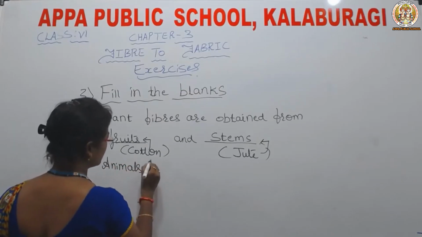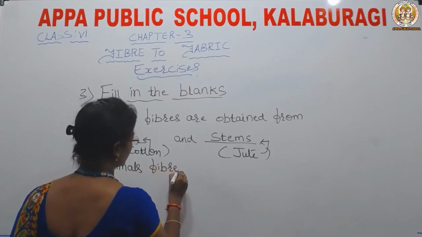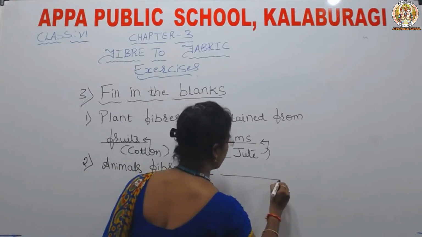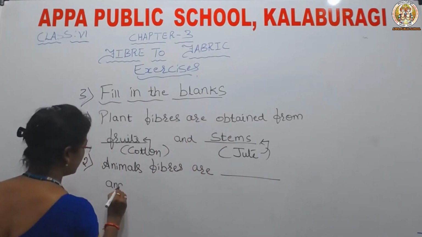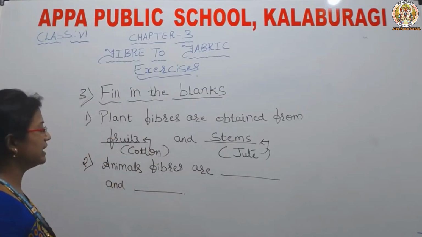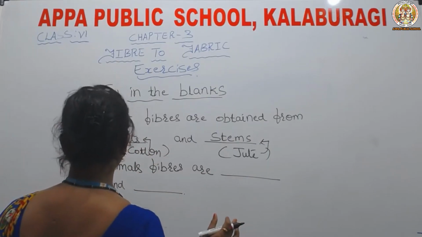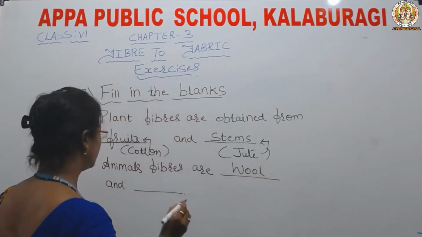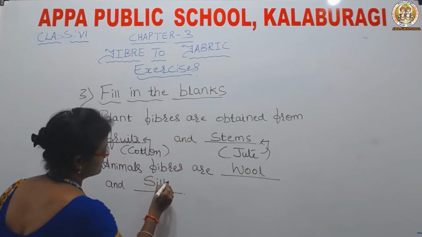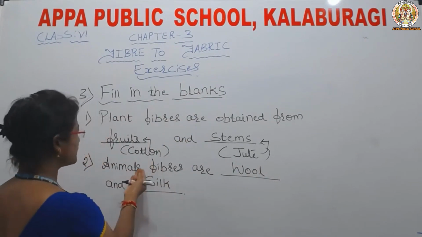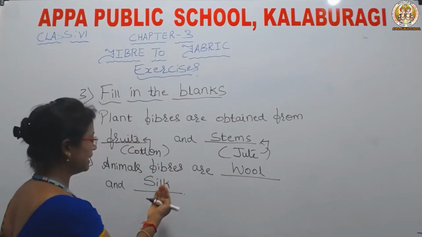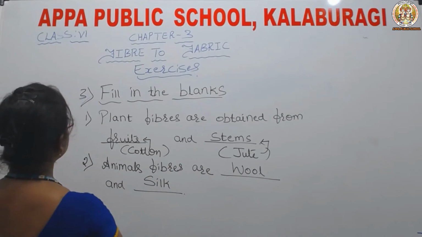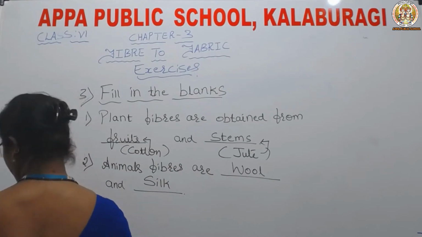Animal fibers are dash and dash. So here, which are the two animal fibers? Wool and silk. Okay. So the fibers which we get from animals are wool and silk. So now these two fill in the blanks are finished. Next, we'll move to the next question.